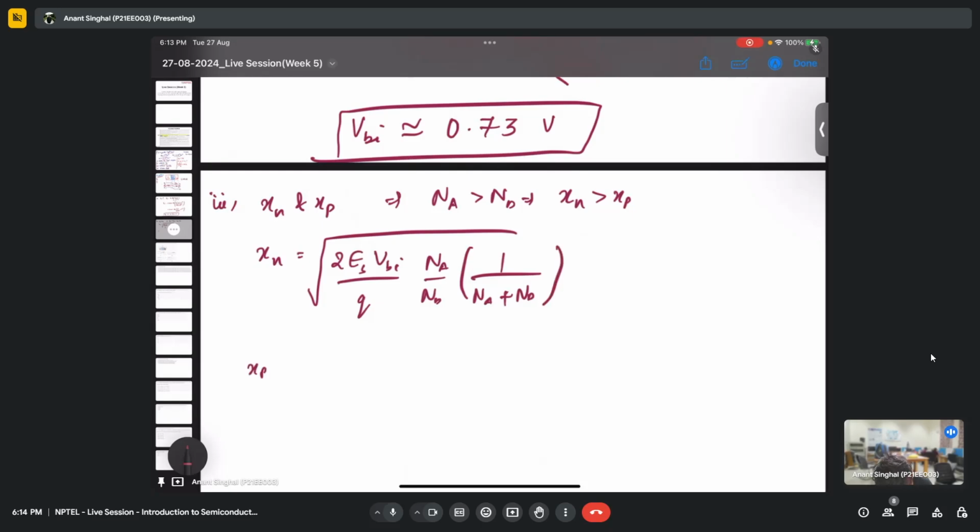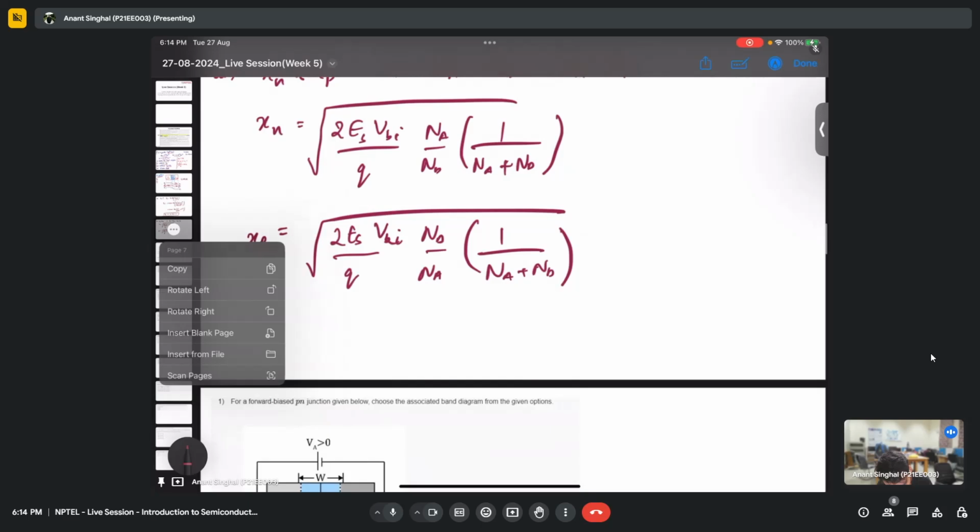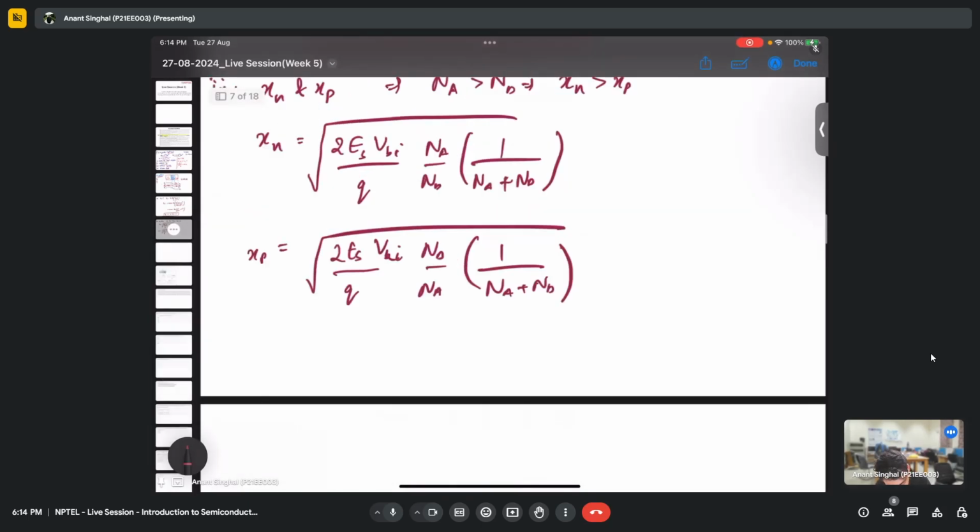And for Xp we have similarly 2 epsilon s VBI by q, Nd by Na, and 1 by Na plus Nd. So I'm quickly trying to calculate Xn. You can also try to do it side by side and let me know the answers. Maybe in micrometers, that will be great.